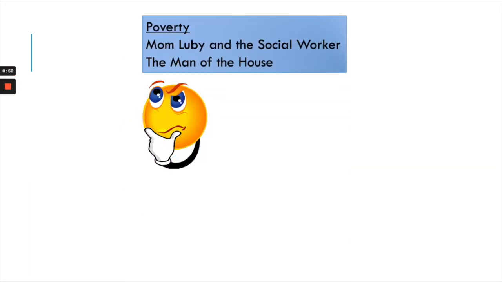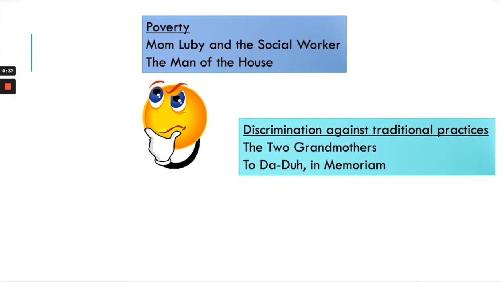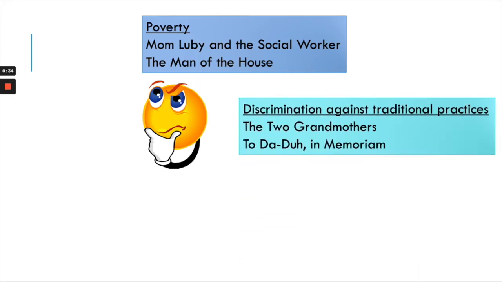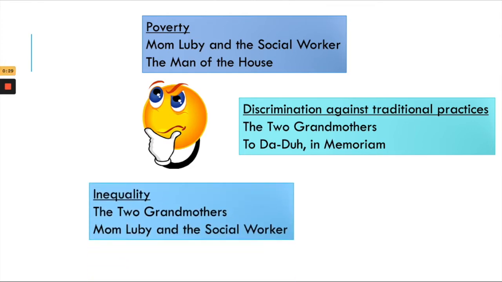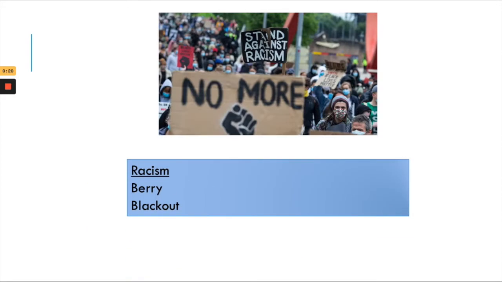So let's think. I am sure that we can think of many stories which deal with the struggle against social injustice. For poverty, I chose Mom Luby and the Social Worker and the Man of the House, but I'm sure that you can think of others. Discrimination against traditional practices, you have the 2 grandmothers, to Dada in Memoriam. Inequality, we have 2 stories here. Racism, Berry and Blackout. So I decided to go with racism, and I'll be focusing on Berry and Blackout.